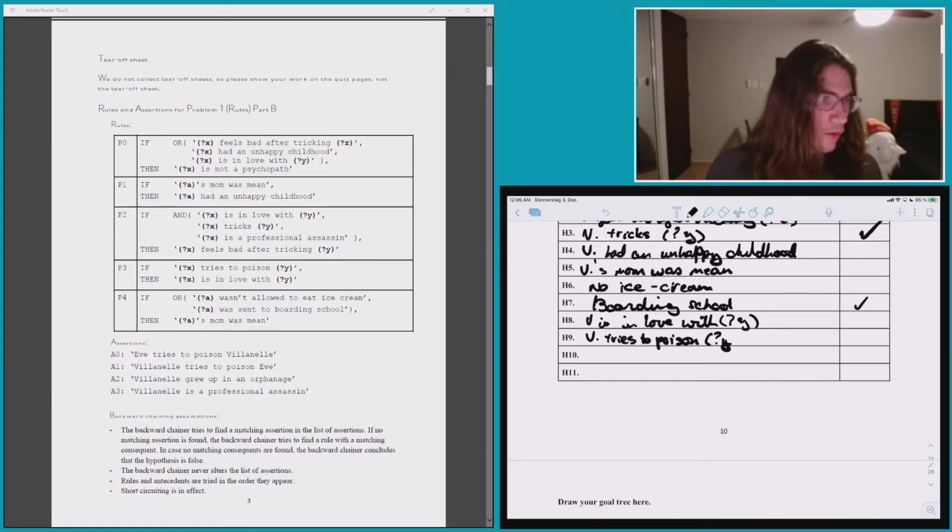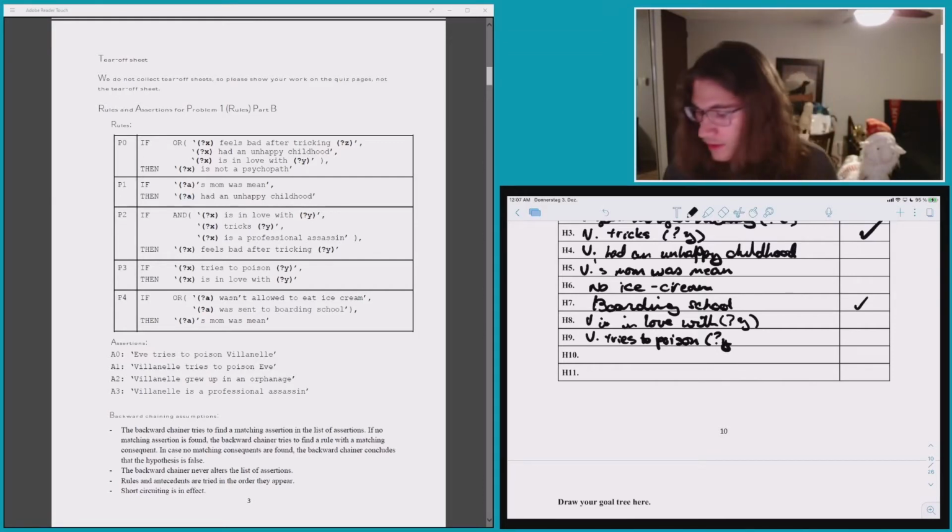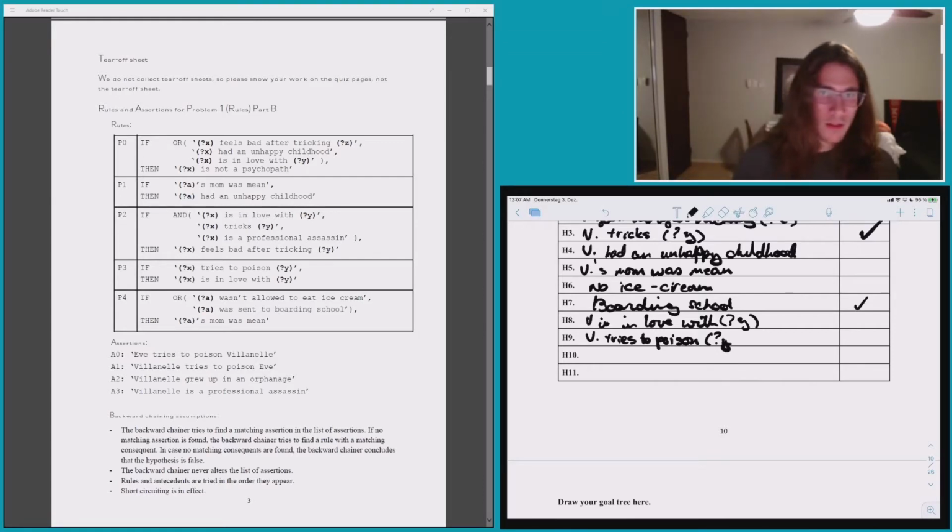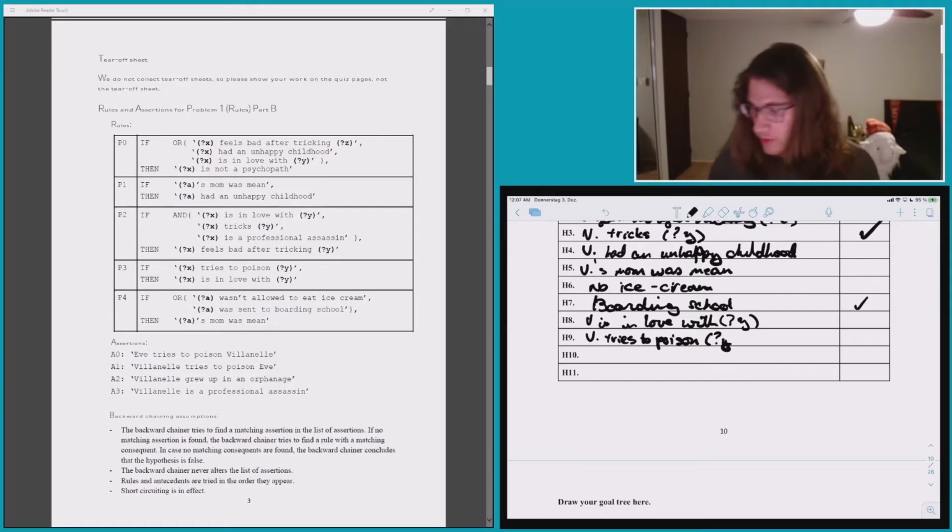But the fact that it doesn't match consequence should immediately prompt me to try to assign some binding to Y to see whether it matches the assertions, which you could consider some last-ditch effort to see whether it works. So I'm going to say Y equals Eve. And I'm going to scan through my assertions. And in fact, I see that A1 matches.